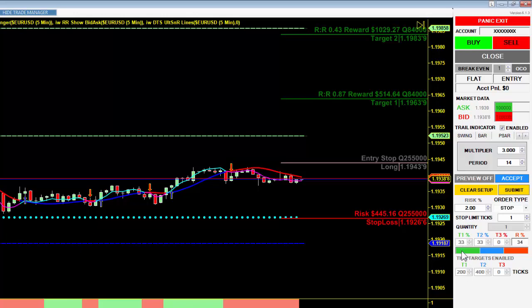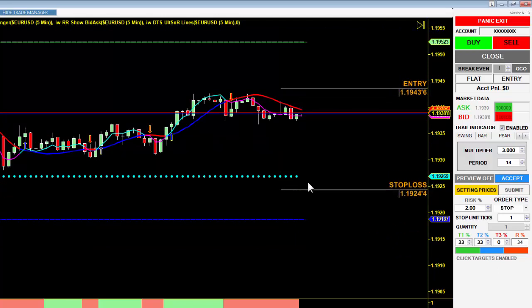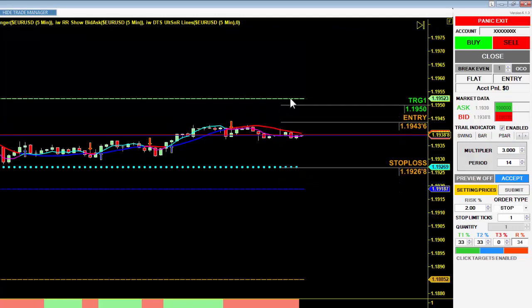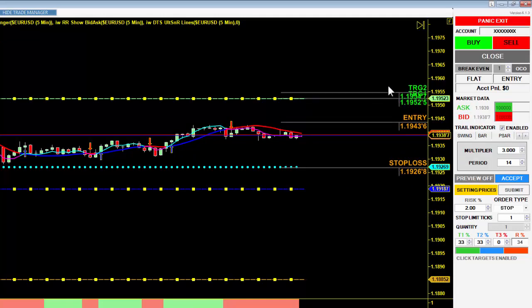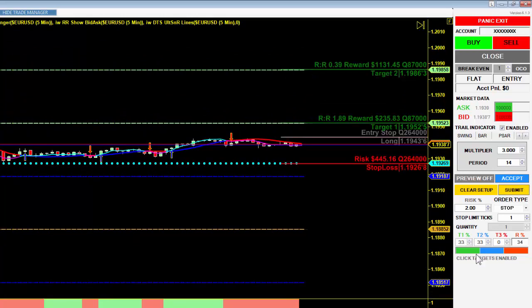If you don't want Trade Manager to preset your targets, you can click here on Tick Targets Enabled, and that allows you to set your targets wherever you want. So let's say I'm going to buy above the high, I'm going to risk here, and let's say I want to take profit here at this first resistance line, and I'll take my second profit at the second resistance line. So you see Trade Manager allows me to select my profit objectives as well.